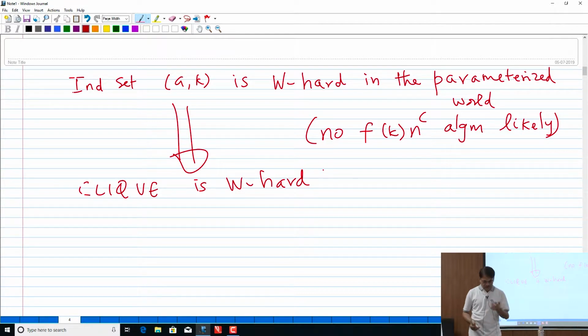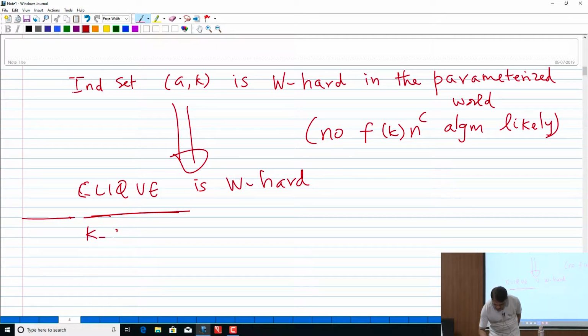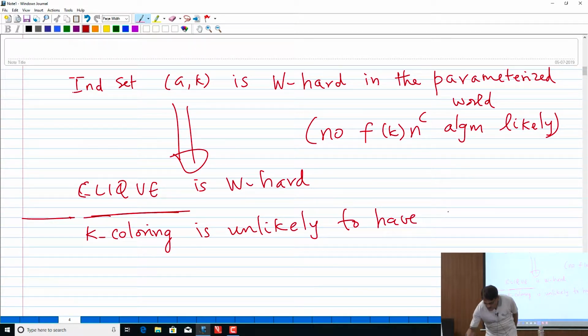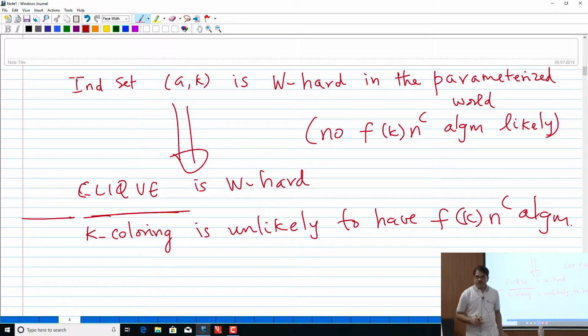So, for example, I should have mentioned this before. Already yesterday we saw that k coloring is unlikely to have an f of k n to the c algorithm, right? Because 3 coloring is NP hard. So, if I put 3, this will give me a polynomial time algorithm, right?